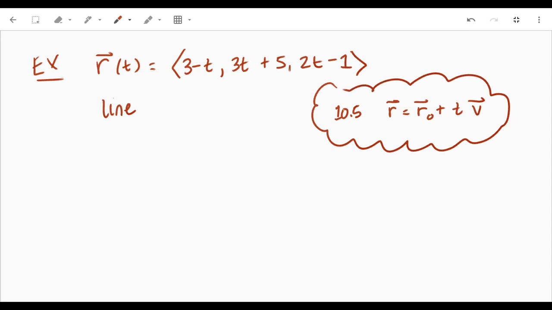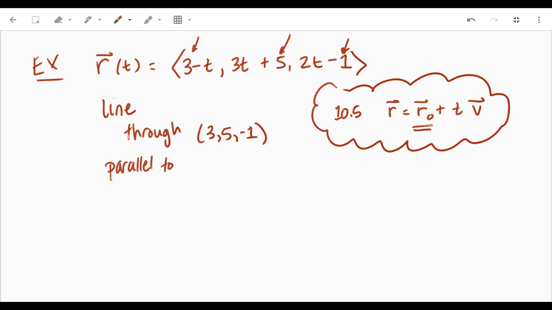Okay, so this would be a line that goes through 3, 5, negative 1. Again, that's from the non-t parts, which would be from that piece. And parallel to the vector negative 1, 3, 2. That again comes from the t pieces there, which would be this part.